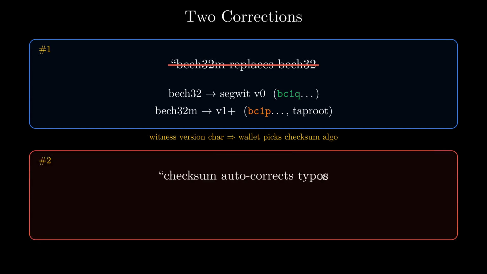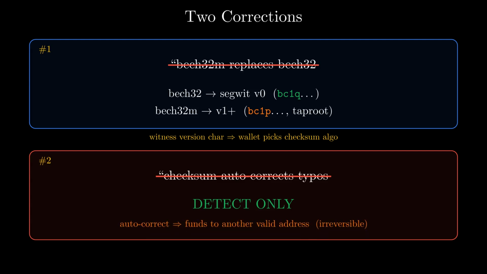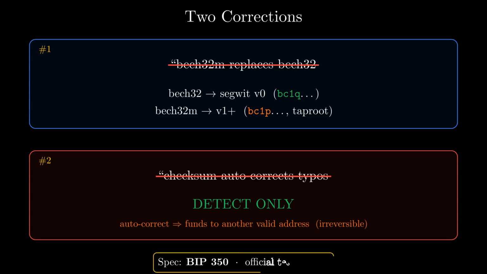Second, although BCH codes technically can correct small errors, Bitcoin wallets must never autocorrect. A corrected address might be a valid address owned by someone else. Sending funds there is irreversible, so the checksum is used strictly to detect errors and reject bad input. The user must fix typos themselves. These rules, both of them, are spelled out explicitly in BIP350, the Bech32m specification. Compliant wallets follow the official test vectors to catch edge cases.